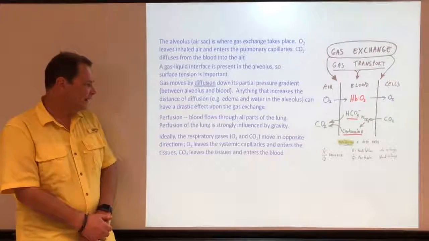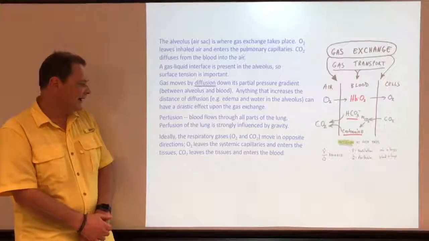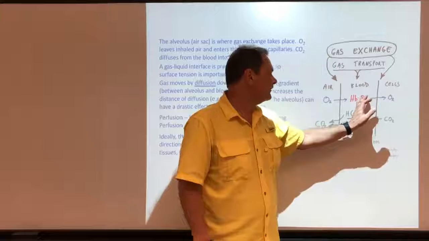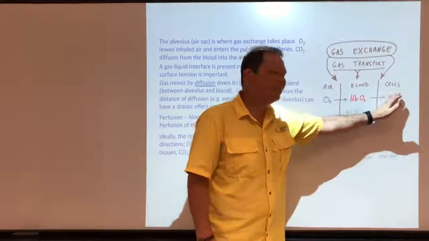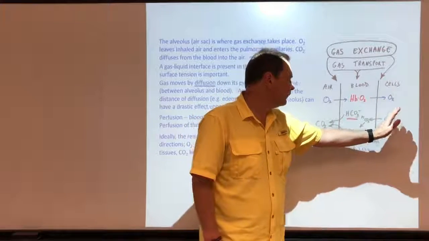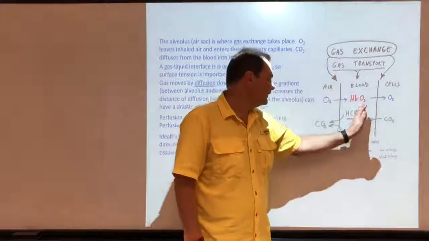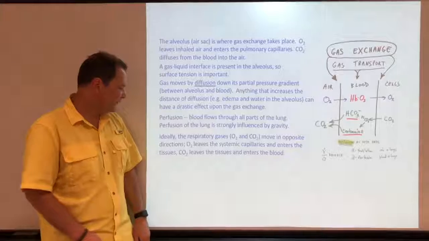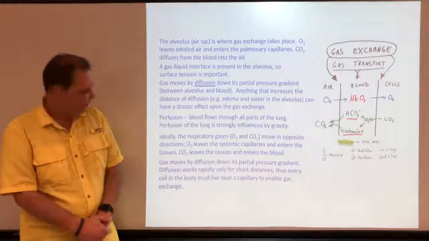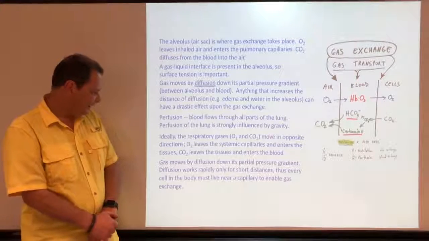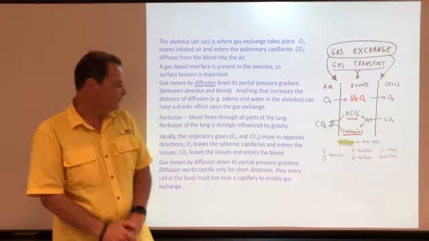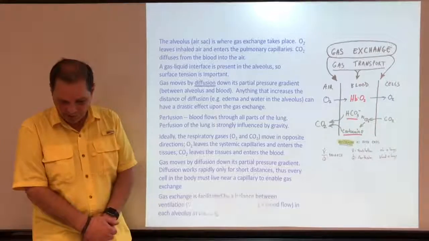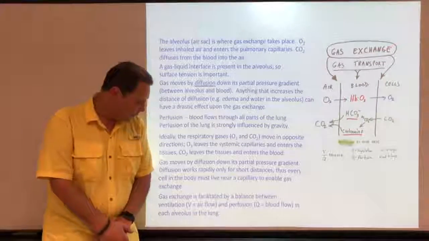And ideally, respiratory gases move in opposite directions. So oxygen moves from the alveolus to the blood. Then when the blood is carried to the tissues, it moves from the blood to the cells. Carbon dioxide goes the other way, from cells to blood, and then it's carried to the lungs and expelled out through the alveolus, okay? And I just said that. Gas moves by diffusion. It moves by diffusion in the tissues as well as the alveolus. Okay, bear that in mind. Cannot be borne in mind enough.